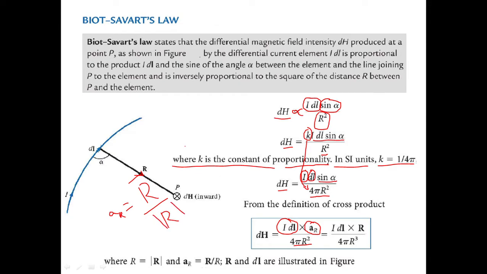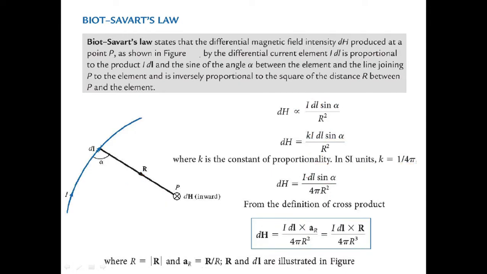So the same thing is written here. So IDL and this aR cap is written as R vector divided by R. R square was already there. One more R will make it R cube. So this is the final equation.